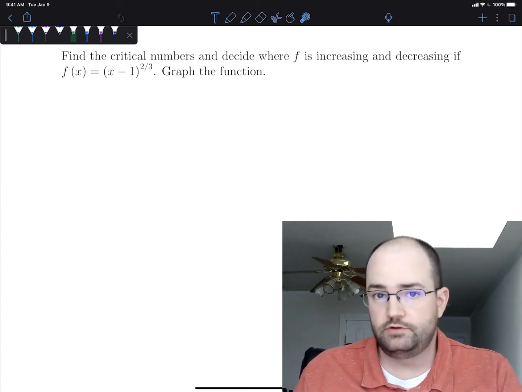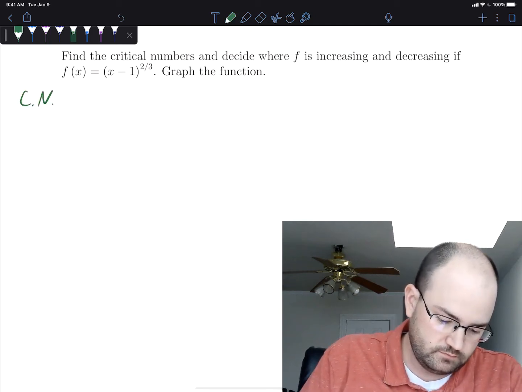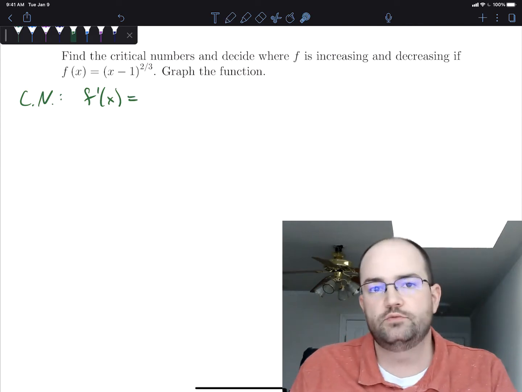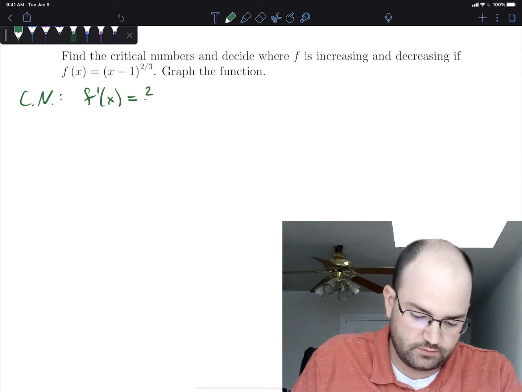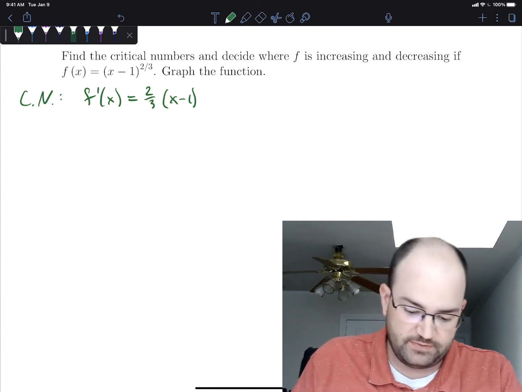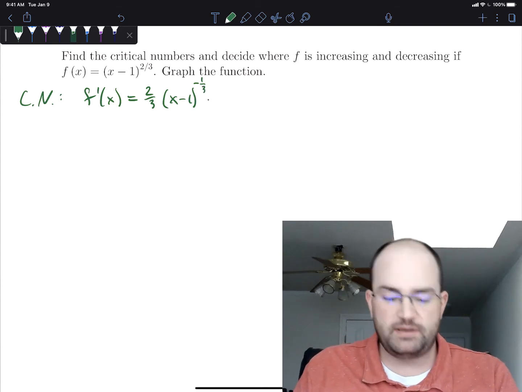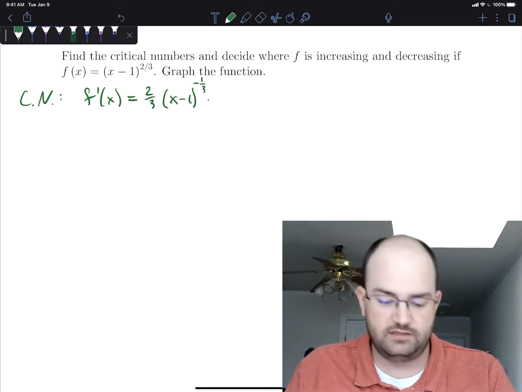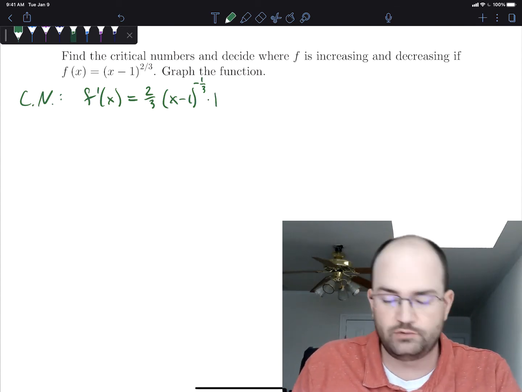So to find the critical numbers, the first thing I need to do is take the derivative of the function. So we need to find f prime of x. And notice that here we're going to have to use the chain rule. Bring the 2/3 down in front. So 2/3, just rewrite the parentheses, and then subtract 1 from the exponent. Subtracting 1 from the exponent gives me negative 1/3. And then multiply by the derivative of the inside. And the inside is x minus 1, so the derivative of that is just 1. So technically we don't even really need it.